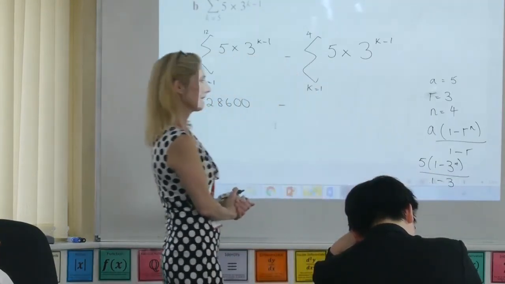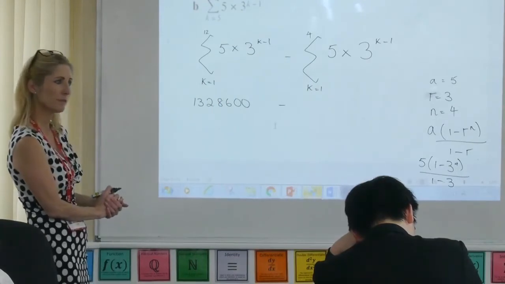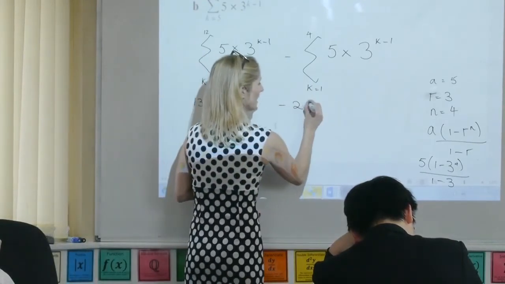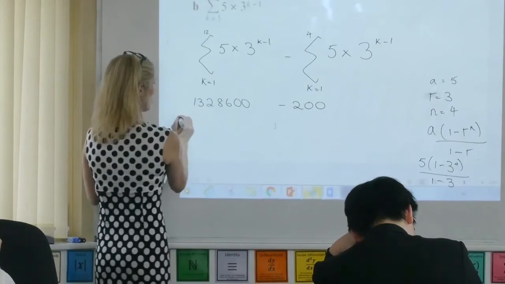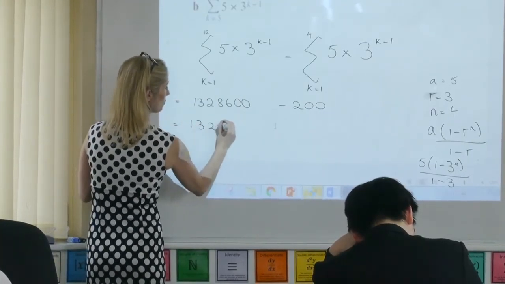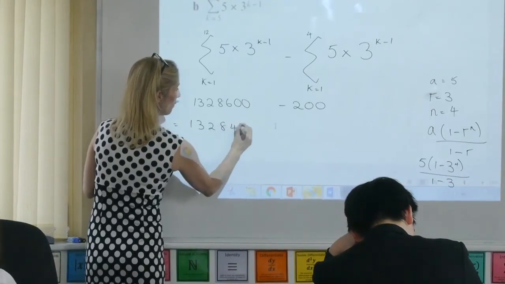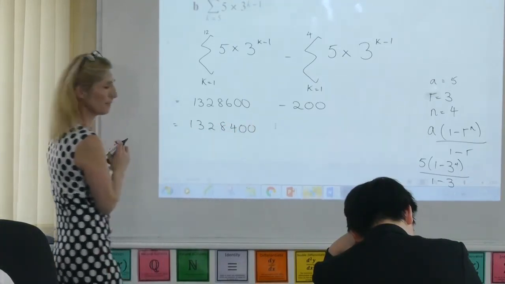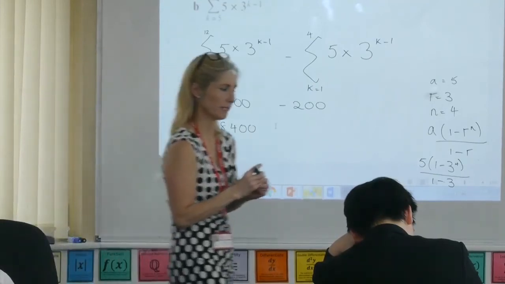If I work that out, what value did I get? 200. That's right. So the answer that I should get for the total is 132,840. Okay? So that's just one way of doing it.